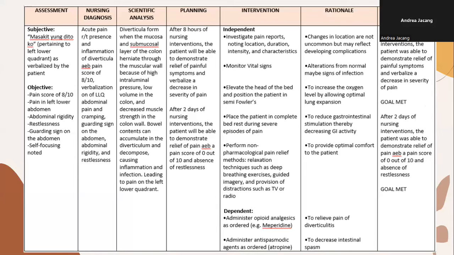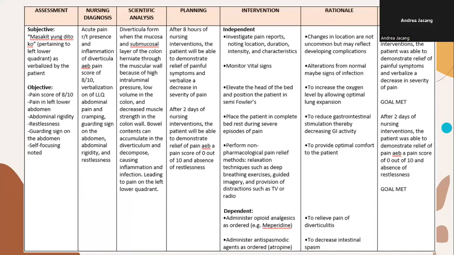Place the patient on complete bed rest during severe episodes of pain to reduce gastrointestinal stimulation, thereby decreasing GI activity. Next is to perform non-pharmacological pain relief methods, relaxation techniques such as deep breathing exercises, guided imagery, and provision of distractions such as TV or radio. This is to provide optimal comfort to the patient.